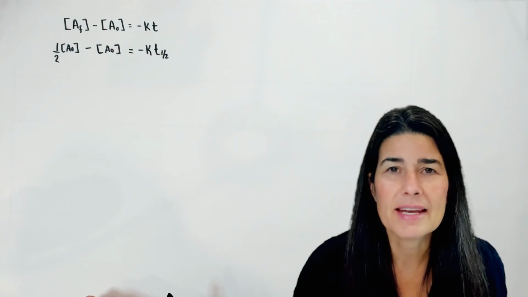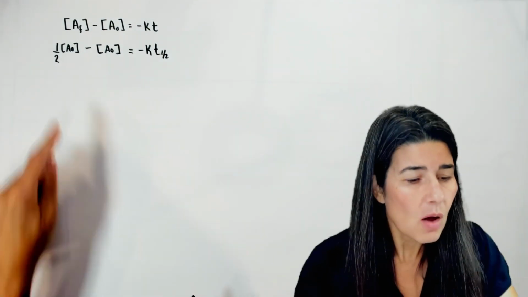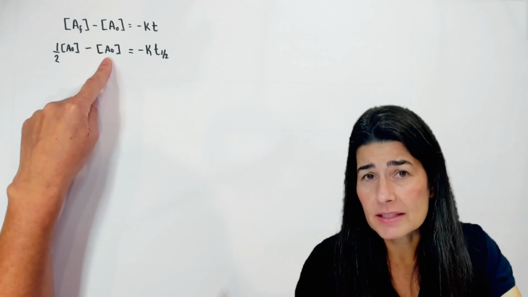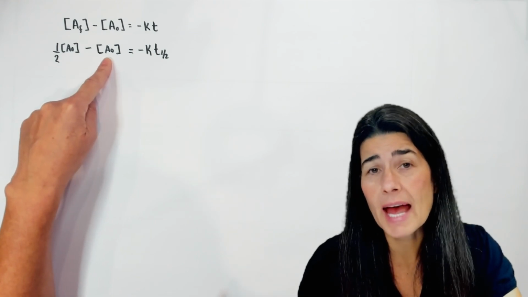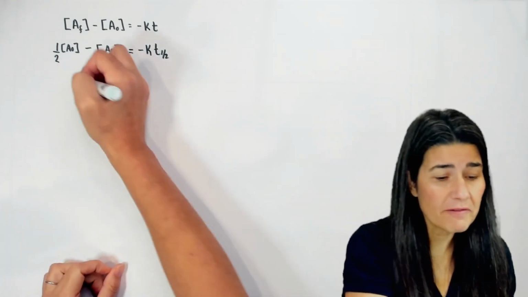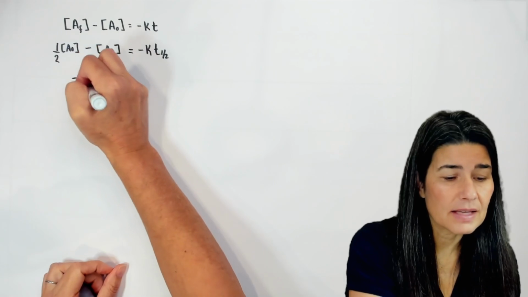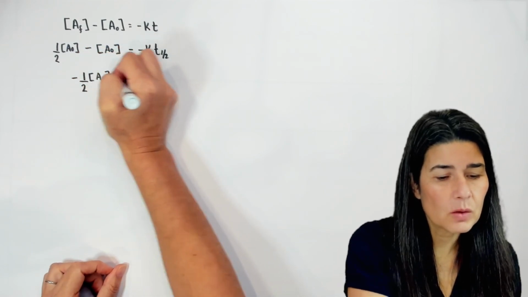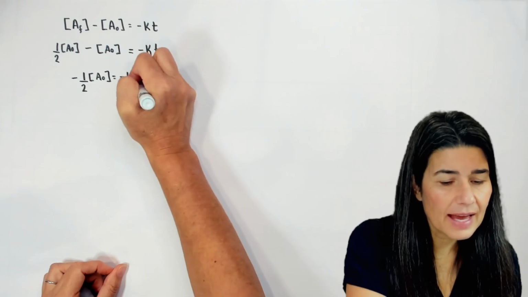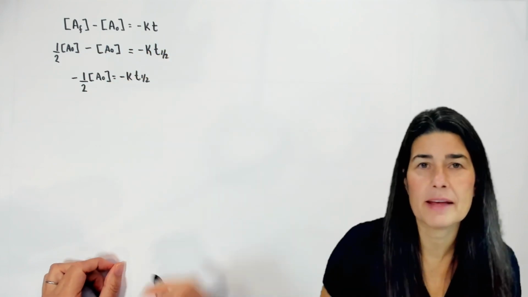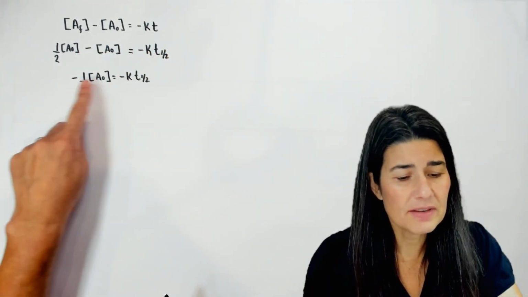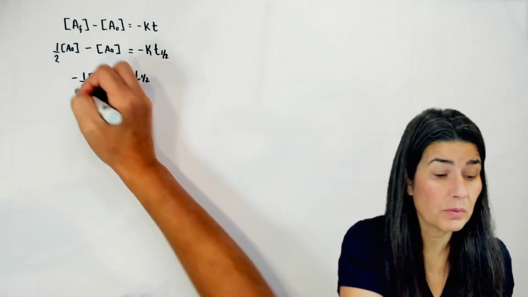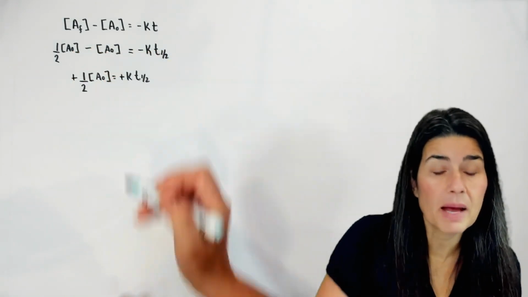Now I'm going to go ahead and do a little bit of algebra. 1/2 of A0 minus a full A0 is negative 1/2 A0. I'm going to simplify and just write that as is. Negative 1/2 A0 equals negative k, and this is our half-life, t 1/2. Now we have negative signs on both sides of our equation. I'm going to go ahead and get rid of those negative signs, make them positive.